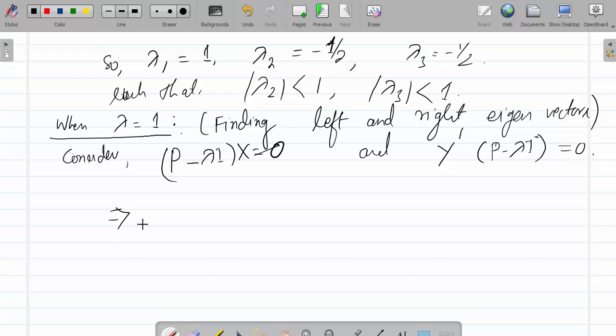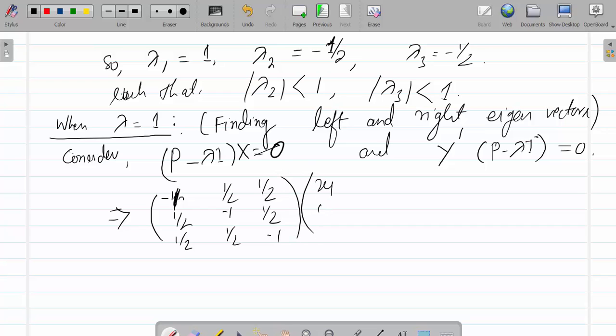So this implies this will be minus 1, half, half, half, minus 1, half, then half, half, minus 1, into x1 x2 x3, this will be equal to 0. So this implies x1 x2 x3, this is equal to 1 1 1.